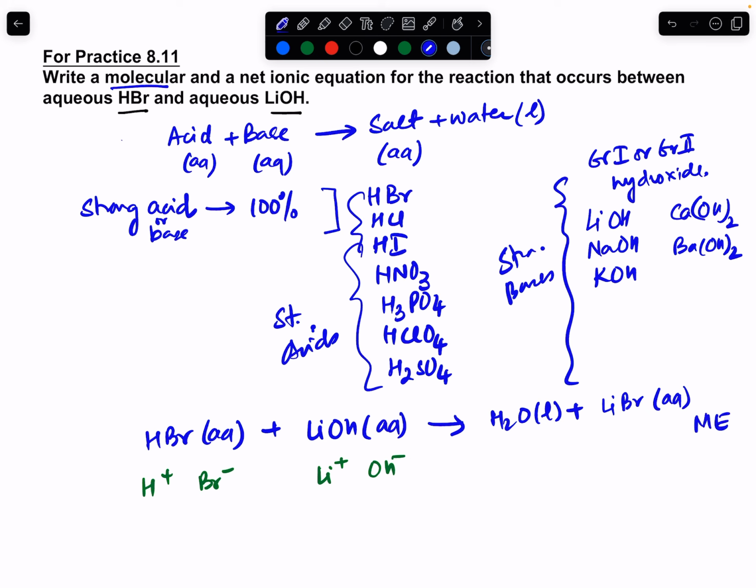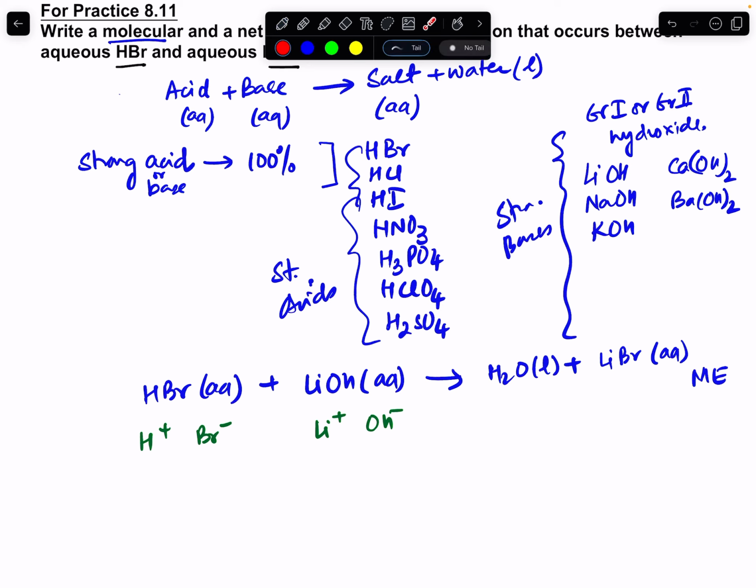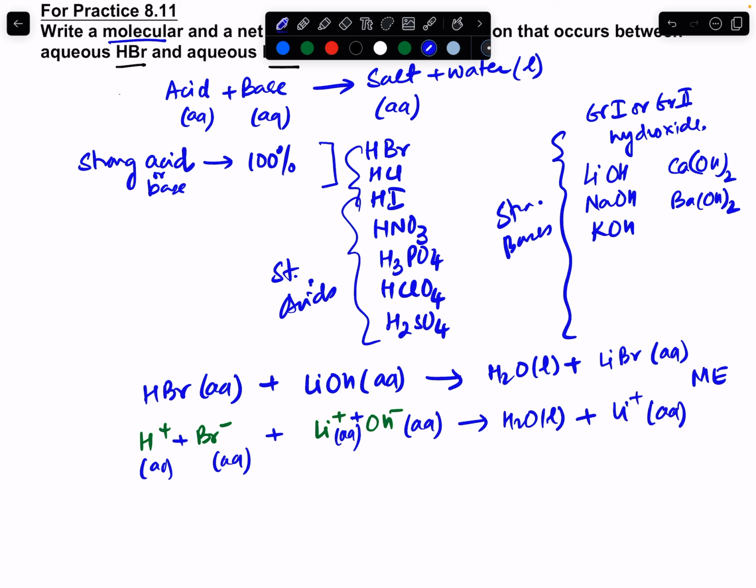Call that ME. Now, next they want you to write the net ionic equation. You cannot write the net ionic equation unless you write the complete ionic equation. So, since we already have the H plus, the ions corresponding to these written out here, I'm just going to elaborate this. So that's going to be H plus Br minus, don't forget the AQ, plus Li plus AQ, plus OH minus AQ, gives us H2O, which will stay as is, plus LiBr, going to be Li plus AQ, plus Br minus AQ.